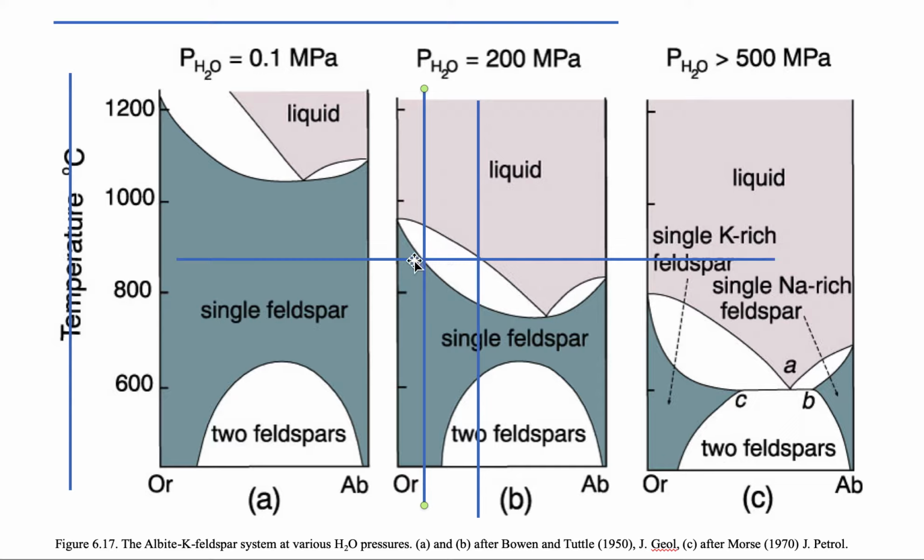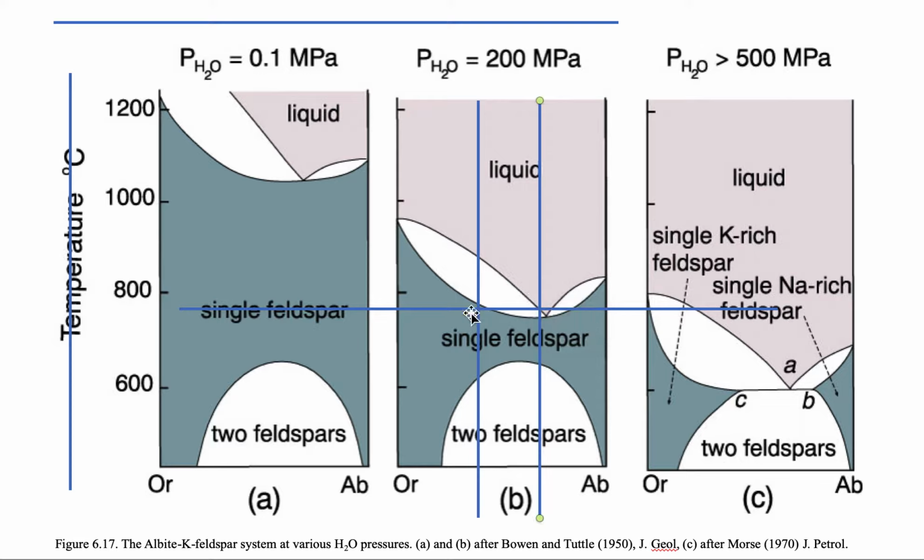So the liquid now will precipitate out crystals at a much lower temperature, but it will do the same thing. The first crystal over here will be very orthoclase rich. If we continue to lower the temperature, the last liquid would be around there at about this composition and at a temperature of a little under 800 degrees centigrade.